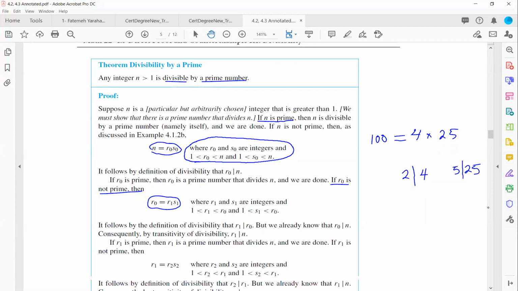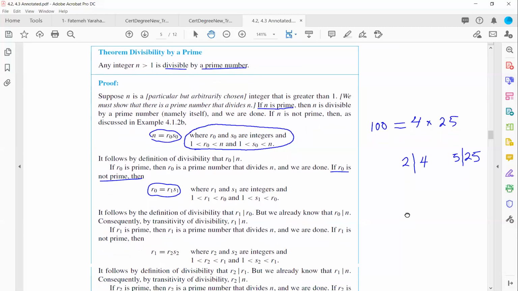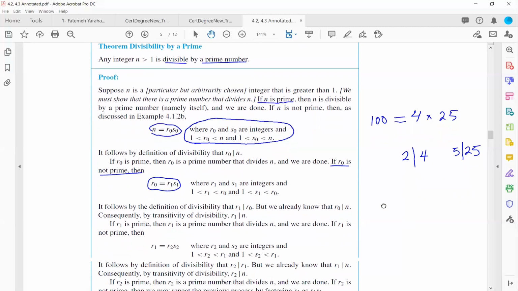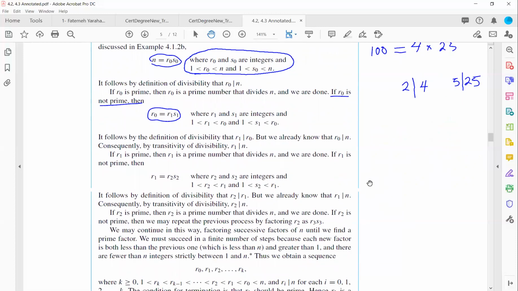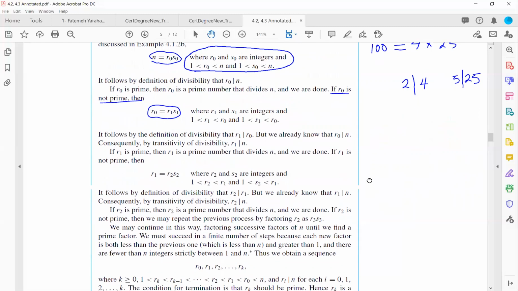If S sub 1 is prime, then S sub 1 is a factor of R sub 0, R sub 0 is a factor of n, so S sub 1 is a factor of n, and you're done. Suppose not, and R sub 1, S sub 1, none of them are prime numbers. We keep repeating this algorithm. It's like a loop, but it has to stop somewhere. You eventually can find a sequence of numbers that one of them is prime.